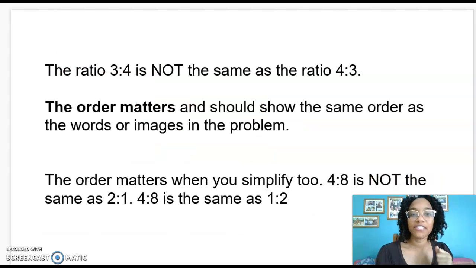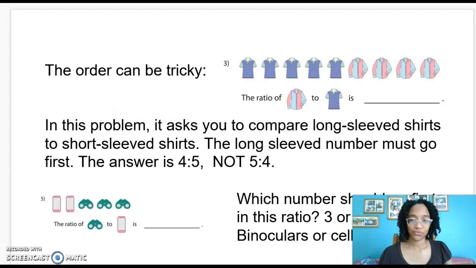The ratio 3 to 4 is not the same as the ratio 4 to 3. Order matters. It's not interchangeable. The order should show the same order as the words or images in the problem. The order matters when you simplify too. 4 to 8 is not the same as 2 to 1. 4 to 8 is the same as 1 to 2.